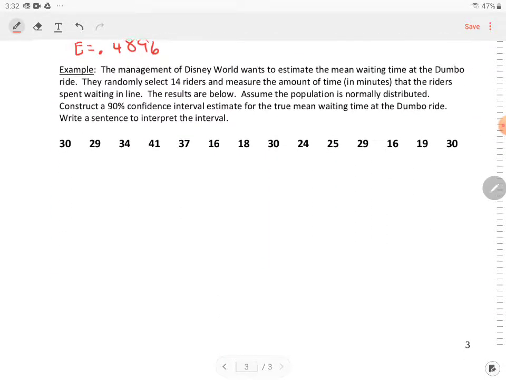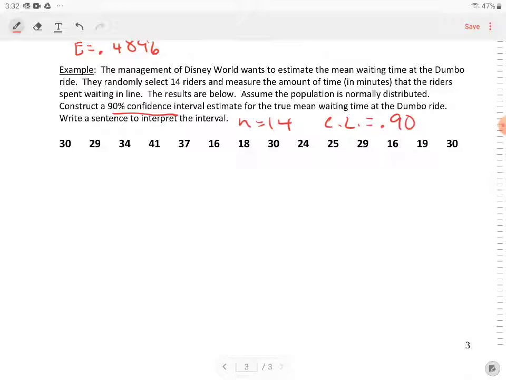Now let's look at data. Here's data where you have a bunch of numbers. All right. The management of Disney World wants to estimate the mean waiting time at the Dumbo ride. They randomly select 14 riders. There's our n value. So let's note n is 14. Measure the amount of time in minutes that the rider spent waiting in line. The results are below. Assume the population is normally distributed. 90% confidence interval. So your confidence level is 90% or 0.90. Find the true mean waiting time at the Dumbo ride. Write a sentence to interpret this.